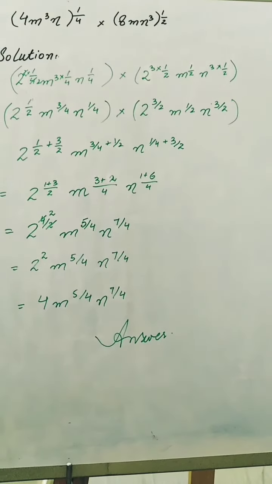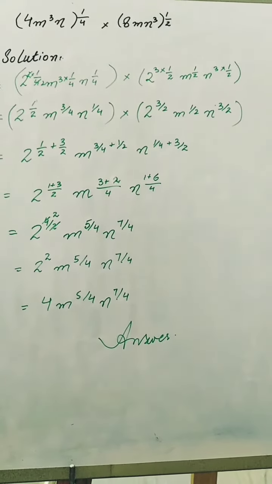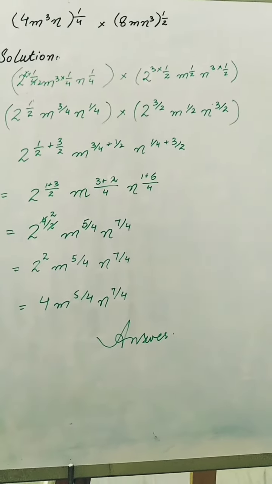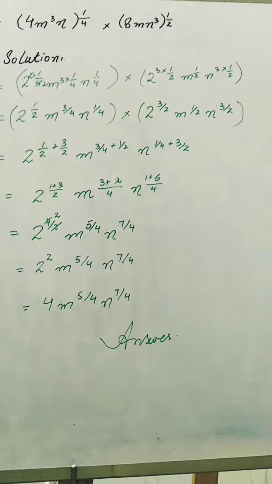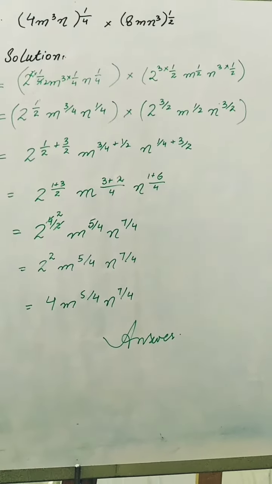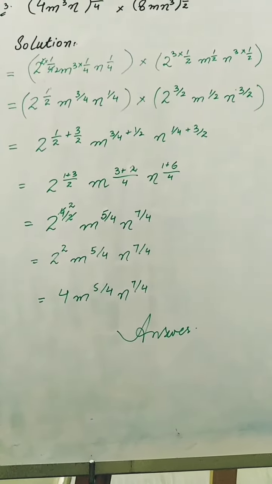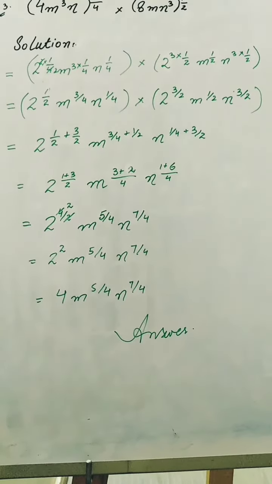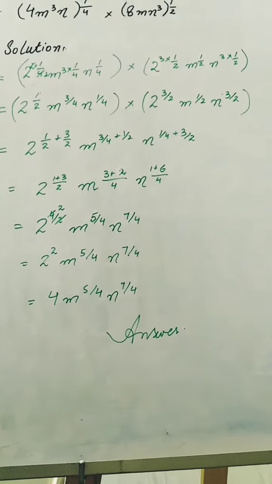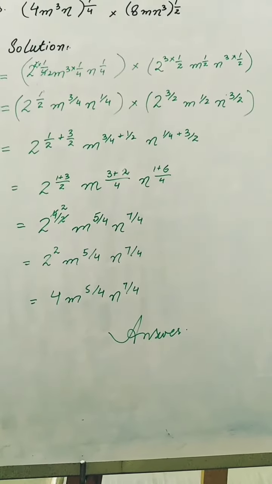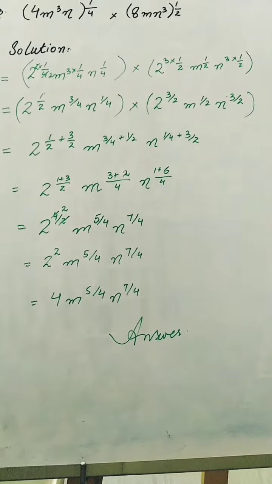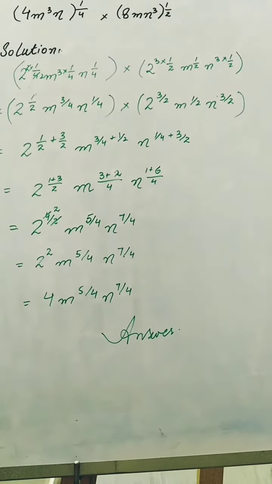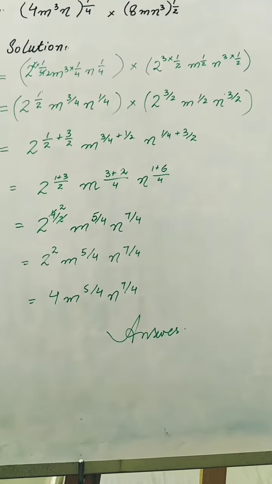Similarly, for the second bracket, we write 8 as a multiple of 2, which is 2 raised to the power 3, multiplied by whole power half, m multiplied by whole power half, n cube multiplied by half. Further solving, we will have 2 raised to the power half, as 2 into 1 over 4 cancel out with each other and remain as half, m raised to the power 3 over 4, n raised to the power 1 over 4, multiplied by 2 raised to the power 3 over 2, m raised to the power 1 over 2, n raised to the power 3 over 2.